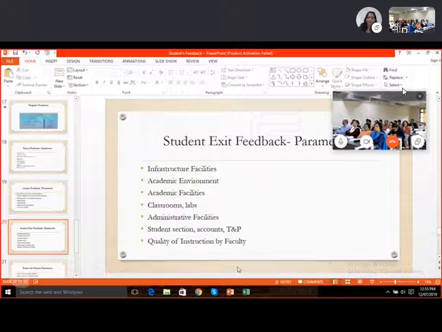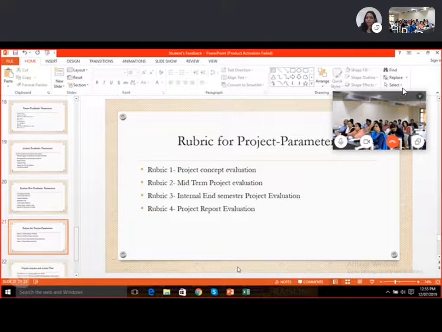Student exit feedback, that is, when students are in their final year in our college, we used to get the student exit feedback. That is how the infrastructure facilities were, academic environment, academic facilities, classrooms, labs, administrative facilities, how the student section, account section, TNP, quality of instruction by faculty, and everything.